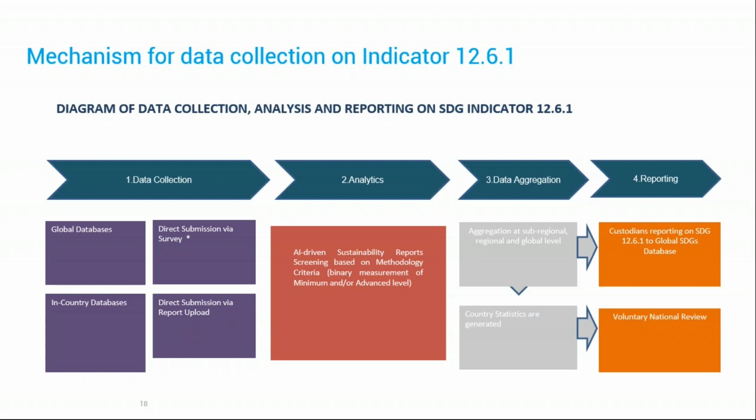After the analytics, we'll have the data aggregation, where we will take all the results for a given year to be aggregated at the sub-regional, regional, and global, as well as the country level. And on the fourth phase, reporting, these results will be submitted for the global SDG database for the indicator 12.6.1, as well as the voluntary national reviews, the VNRs, where countries submit to the UN for the high-level political forum to inform about how their national policies align with the SDGs. Now if we can go to the next slide.